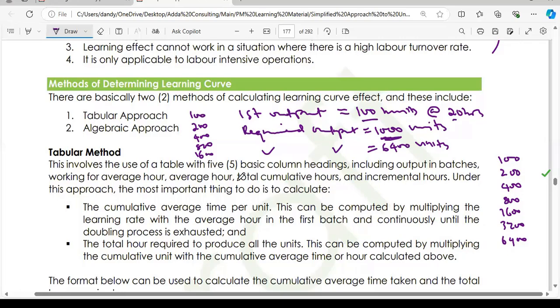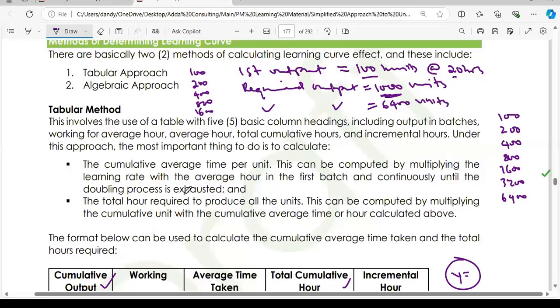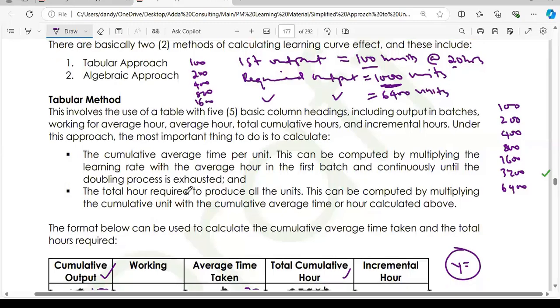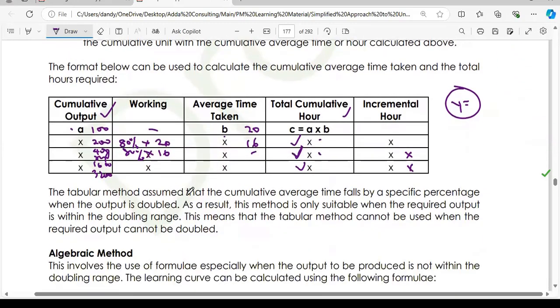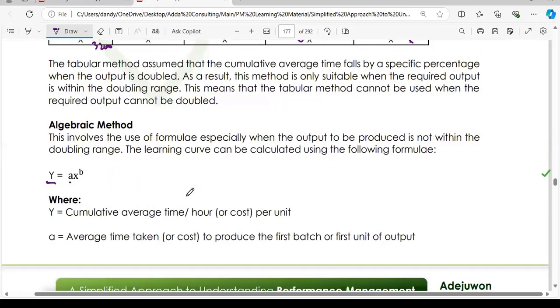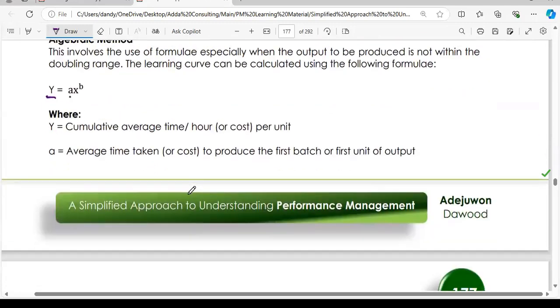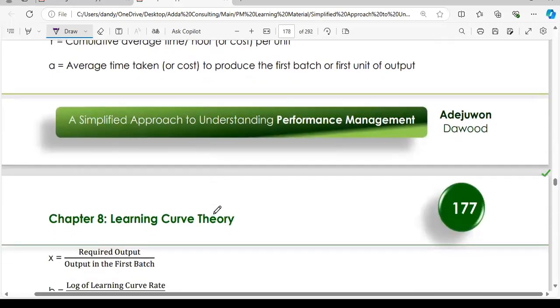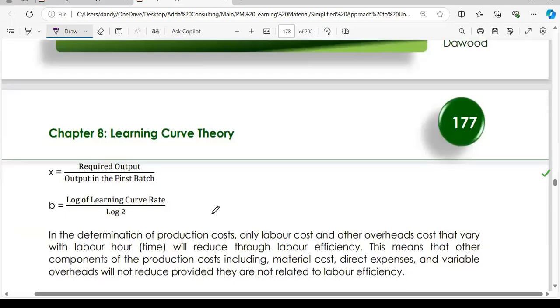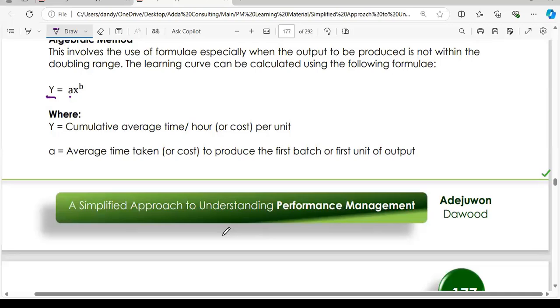X is the required output over output in the first batch. Then B is the log of learning rates, the log of learning curve, over log 2. Okay. B is the log of learning rates divided by log 2. All right. So that is that. That is how to calculate average cumulative average time taken or cost per unit.